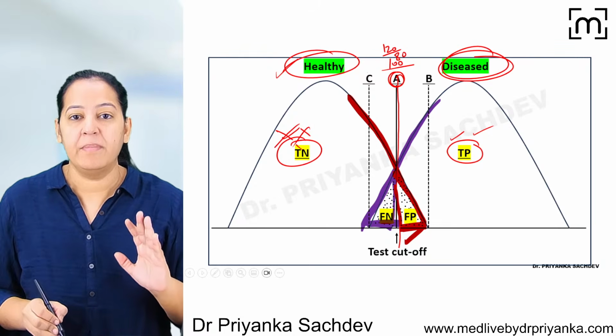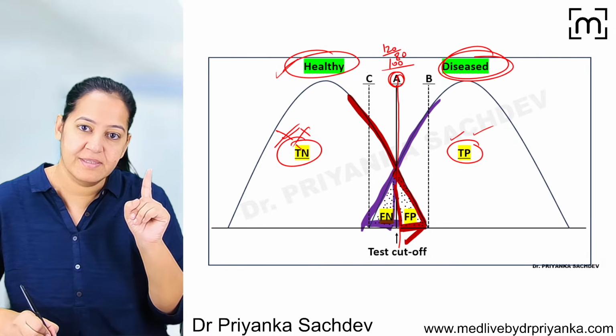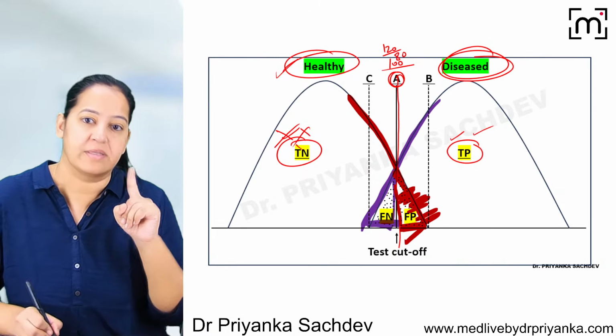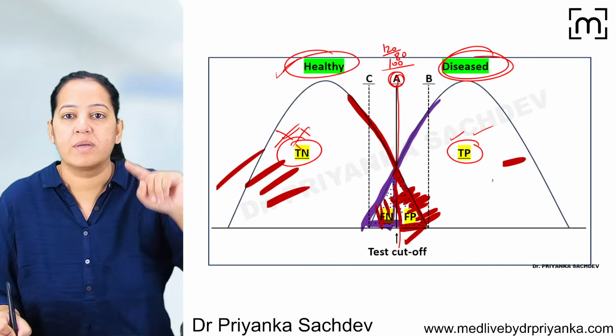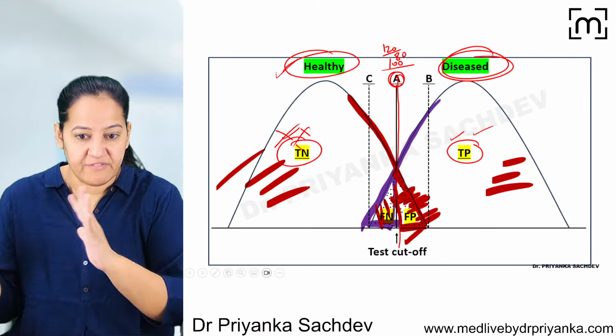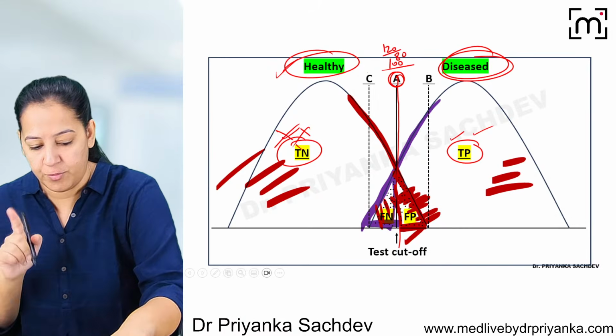So in your exam, they can give you shading. What is this reason? Is it false positive, false negative? In this graph, you should be able to identify what is A, what is B, what is C, what is D. I hope you can do so.